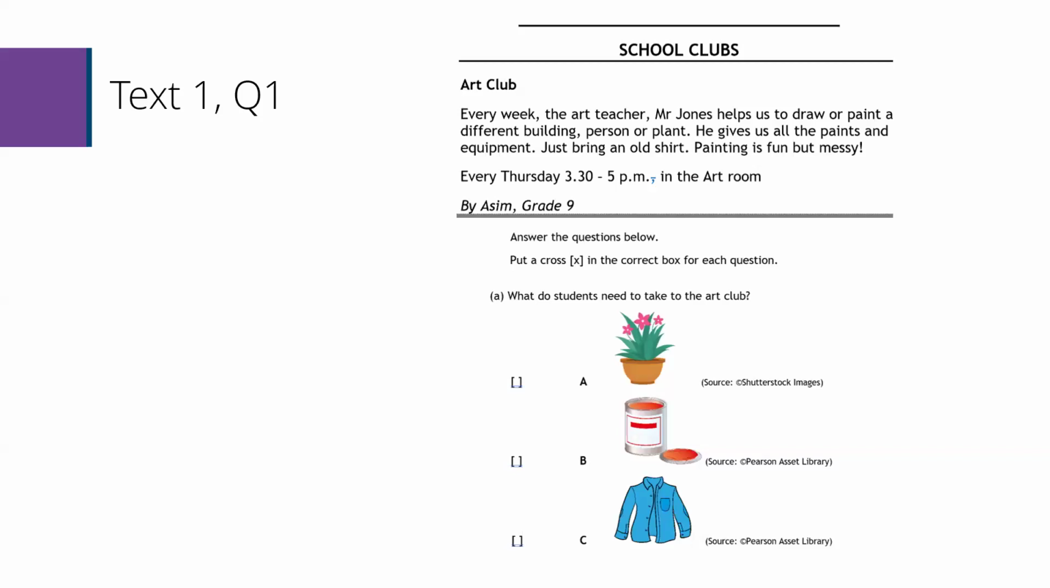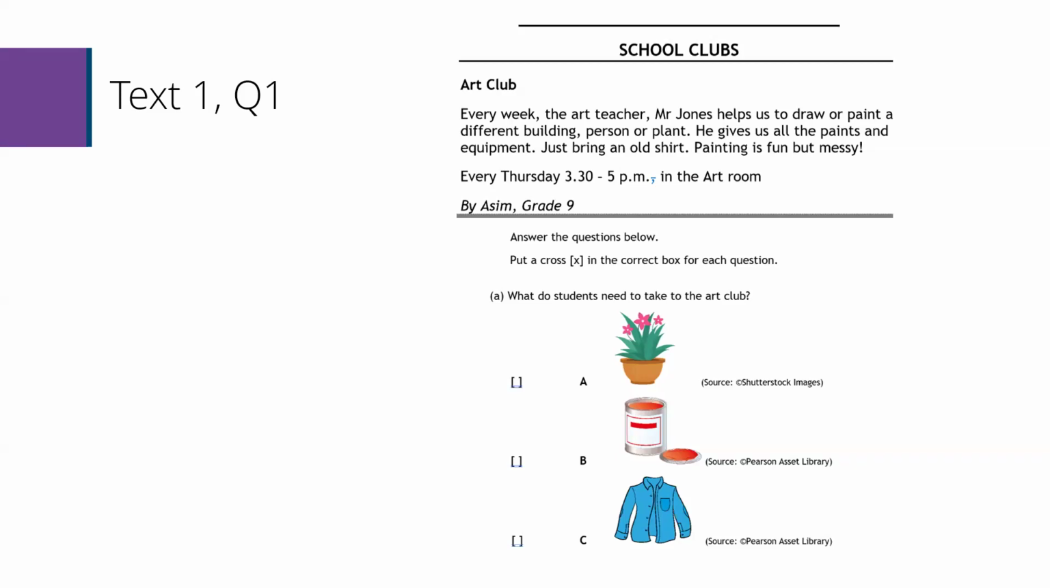What do students need to take to the art club? And C is the answer. They need to take the old shirt. But in terms of how the assessment works, remember, of course, that it will never be just as simple as picking out that one old shirt word from the text, because the other two options, A and B, are what we would call distractors. And you see that those are mentioned. We have paint there as a verb, but a pot of paint is there as a distractor. And we see the word plant mentioned, and there is a picture of a plant there.